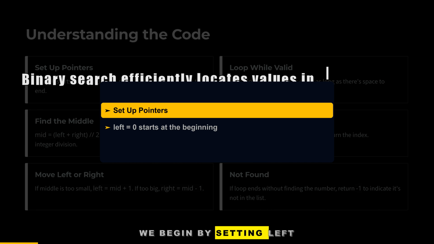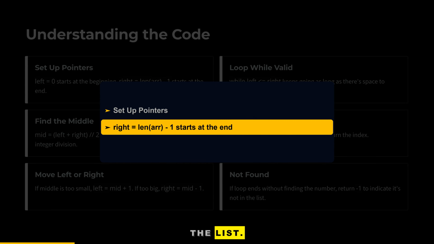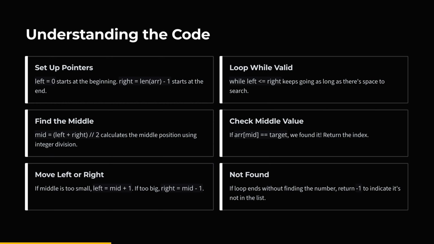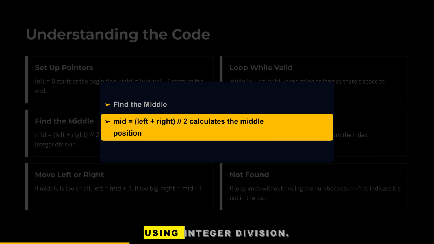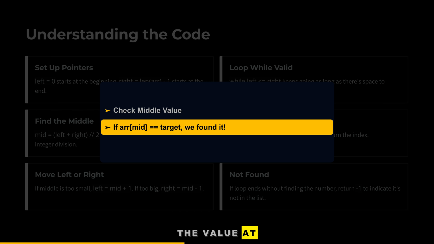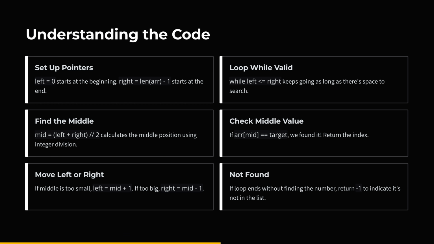We begin by setting left to the first index and right to the last index of the list. As long as there's still space to search, we calculate the middle position using integer division. Then, we check the value at that middle position. If it matches what we're looking for, we return the index immediately.